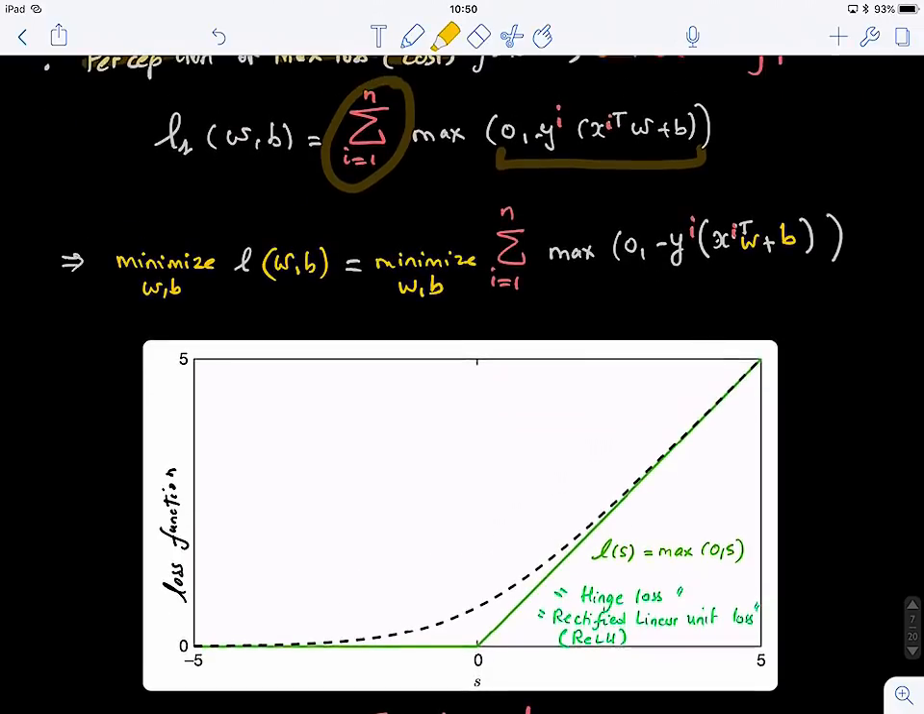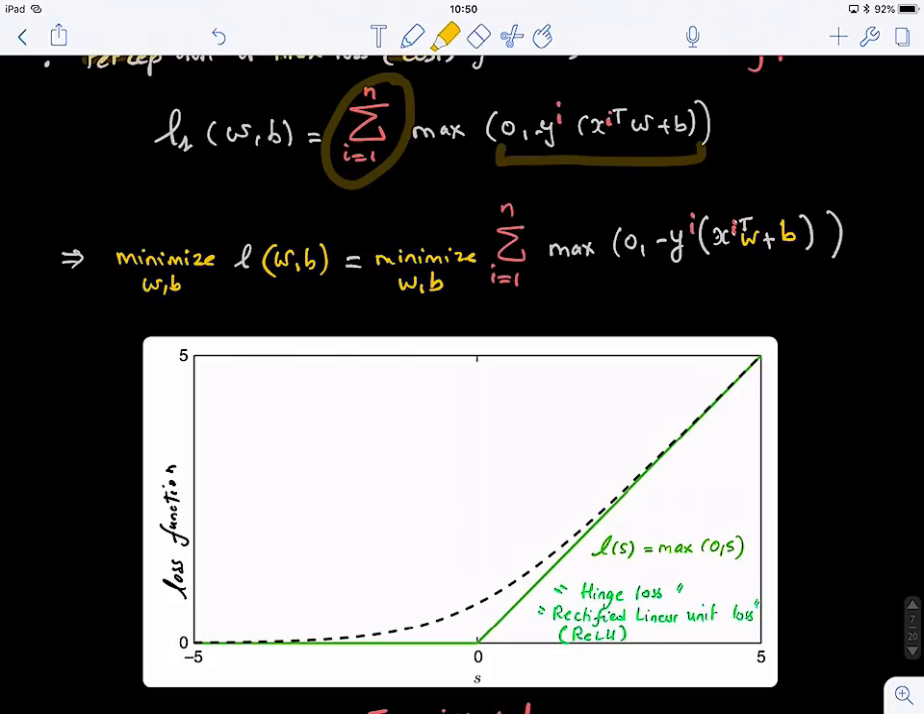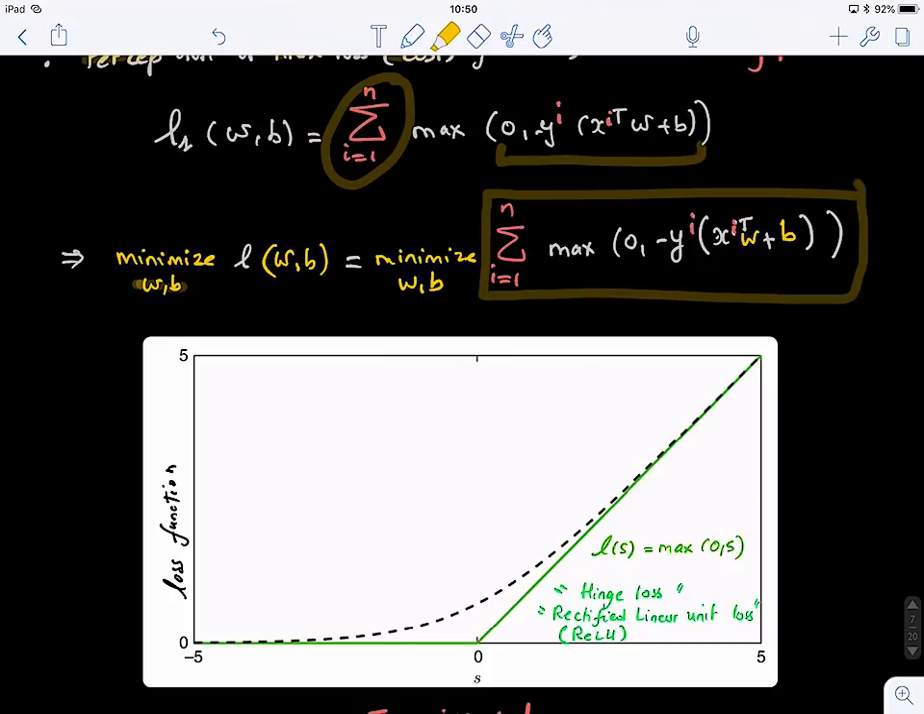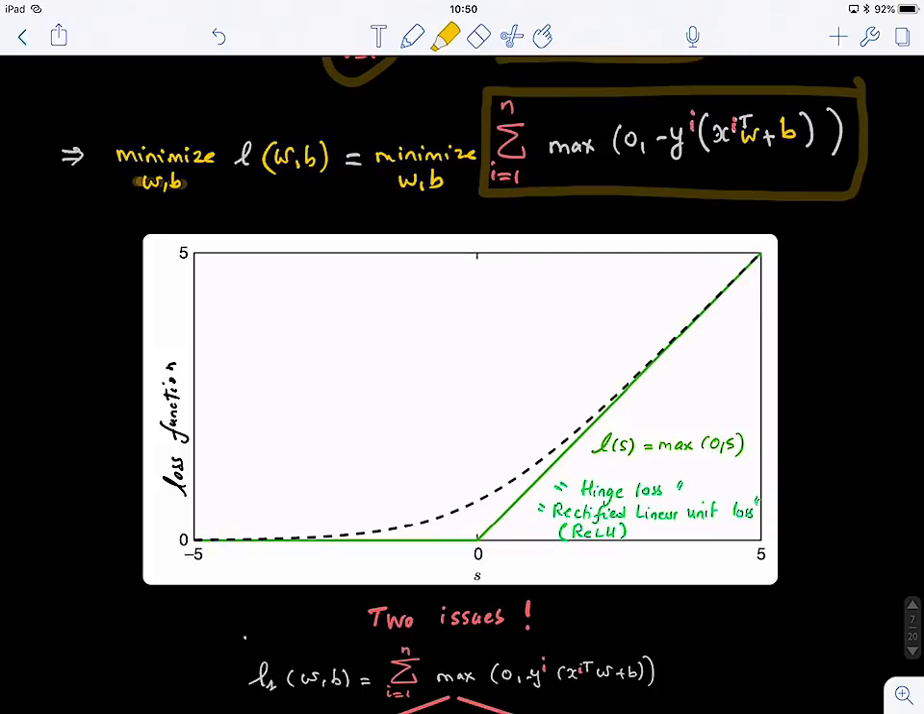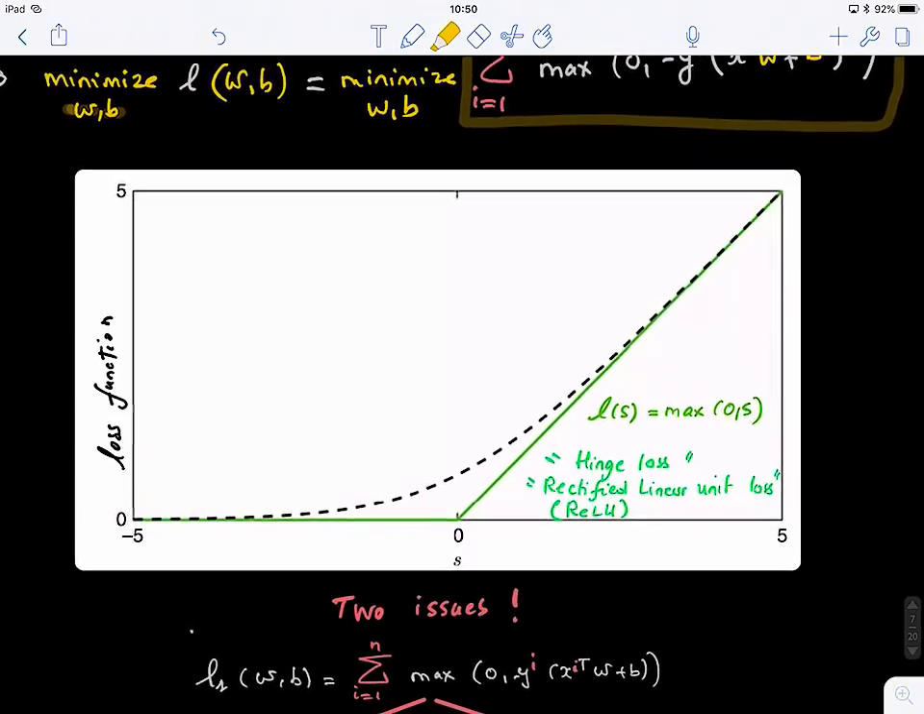And the next step will be to minimize it, right? So we want to find the optimal W and B, which minimizes our new perceptron loss function. So let's look at this loss function, how it looks when we plot it. This is also what we call the hinge loss or the rectified linear unit loss, which is commonly used in neural networks. So it's good that you just know about these terms, but we'll learn more about the hinge loss when we discover the support vector machines.